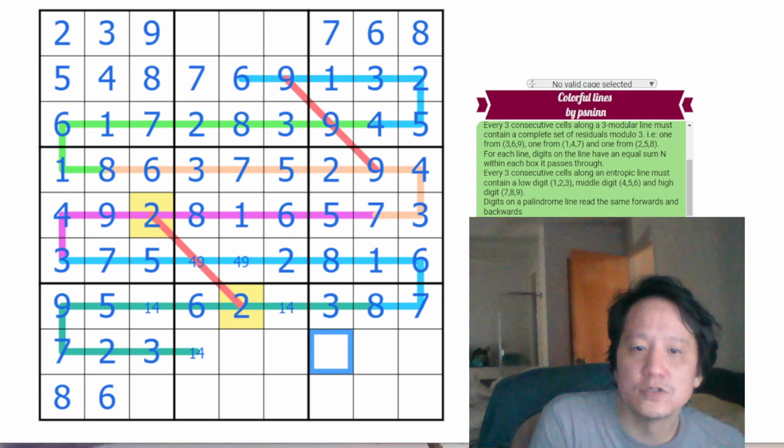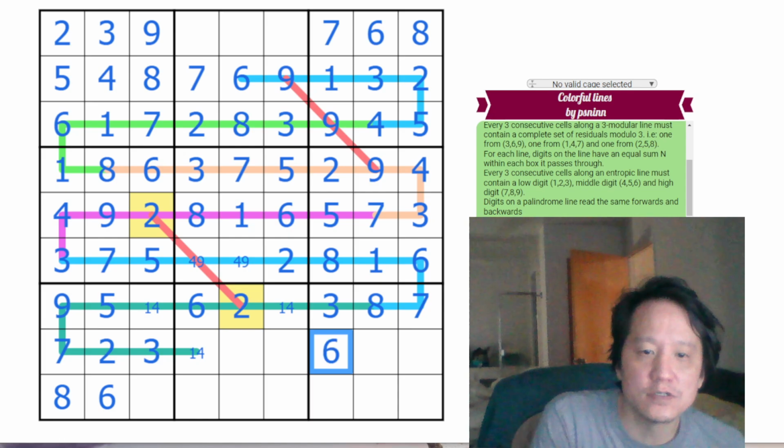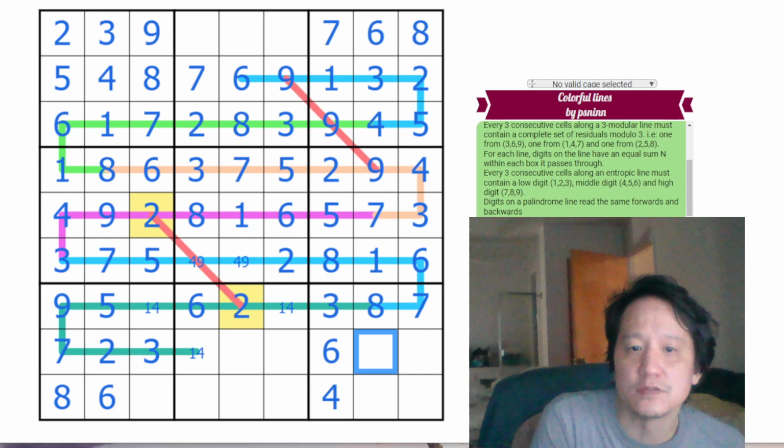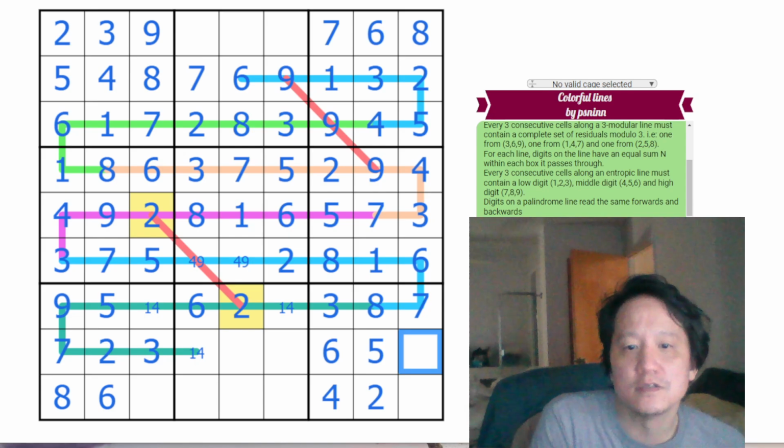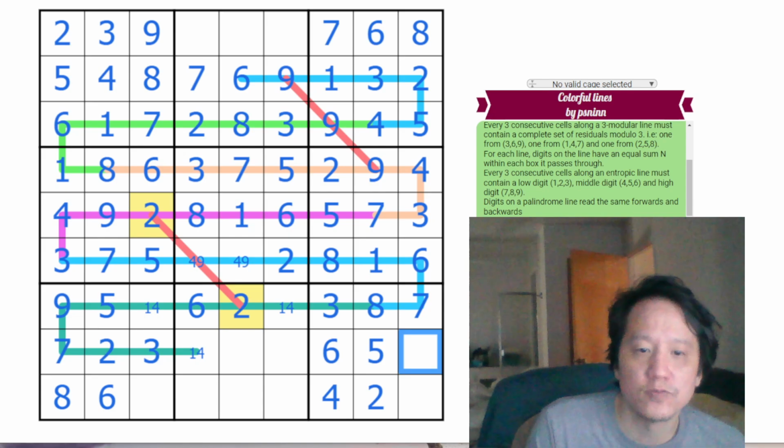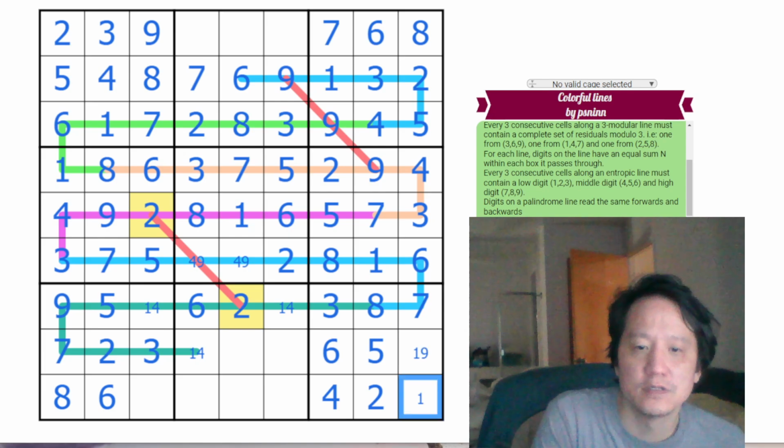Okay, so this is 1, 2, 3, 4, and 6. So this is 6, 4. This is what? 2 and 5. So this is 5 and 2. This is 1 and 9. And we don't know which one that is. Okay, so this is 1, 4, and 5.